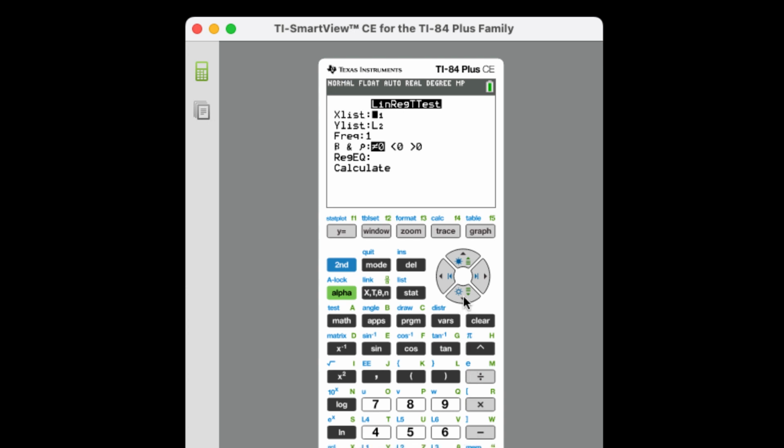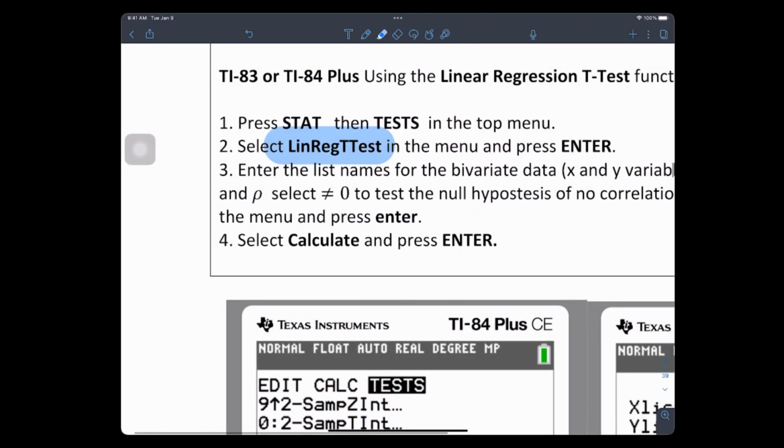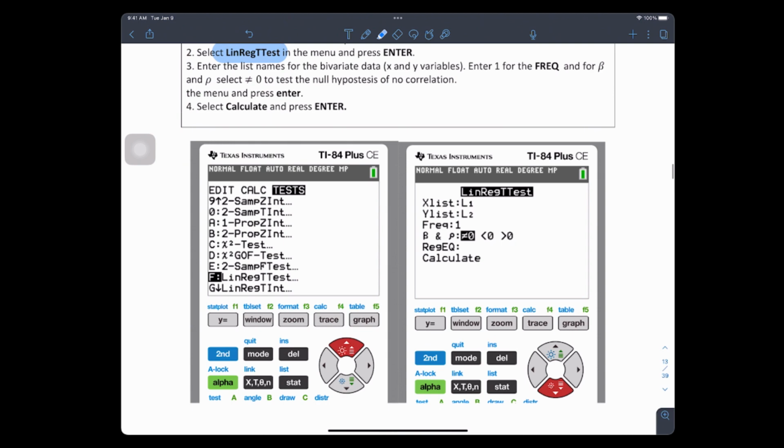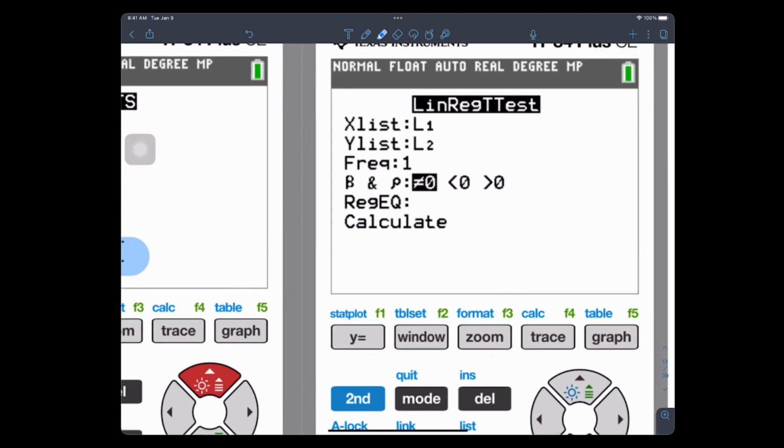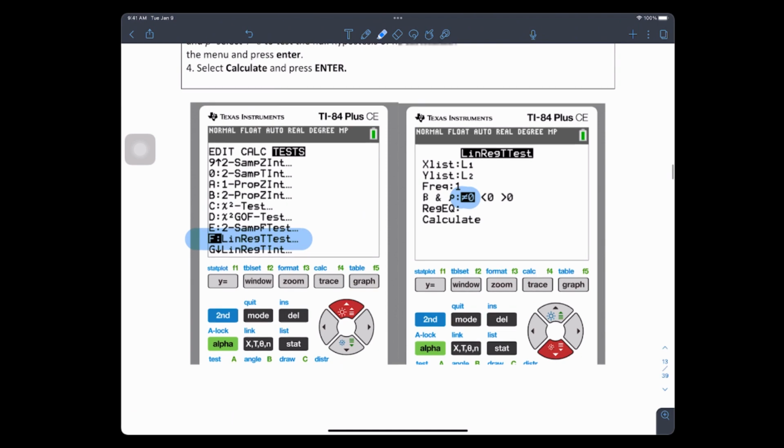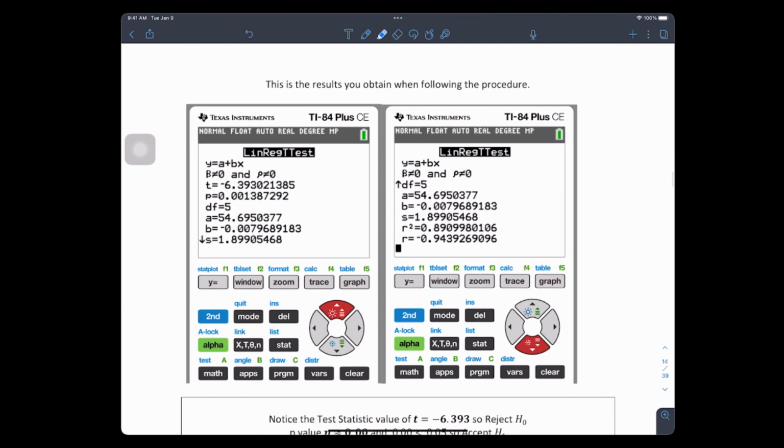So what you're saying here, make sure it's on L1, L2. Make sure it's on a two-tail test. That's two-tail. This is linear regression t-test. What do you think you hit? Calculate. Now, notice this information you get here. I can scroll down. There's a lot of information, ladies and gentlemen. I have this even in the notes. When you went through the linear regression t-test and labeled two-tail test, that's all you do. You got all the nice information.